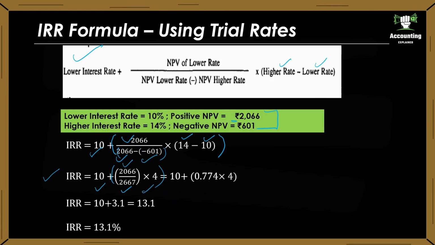So 2066 by 2667 is 0.774 into 4. The whole thing added with 10. IRR is equal to 10 plus 0.774 into 4, which is 3.1. So it becomes 13.1. This becomes your incremental IRR. Incremental IRR is 13.1% now.